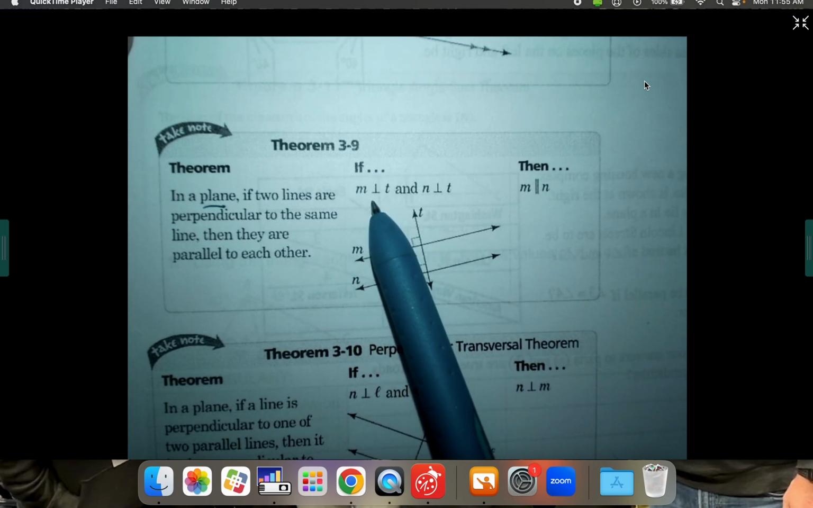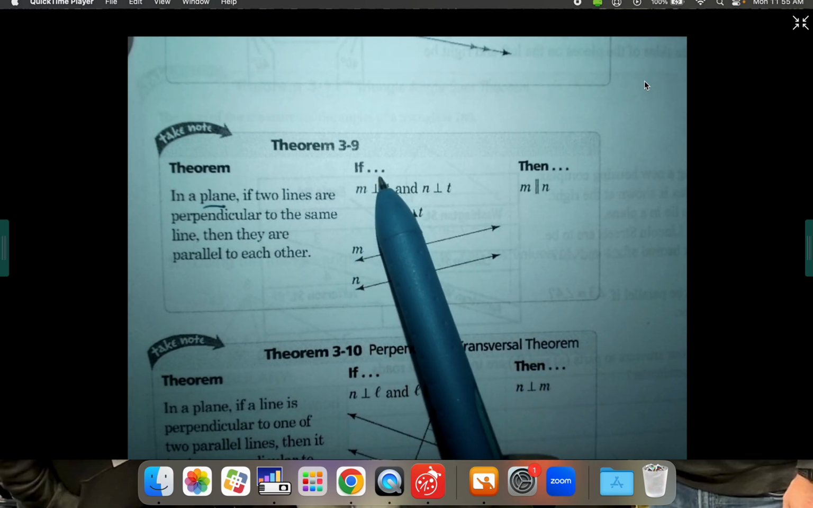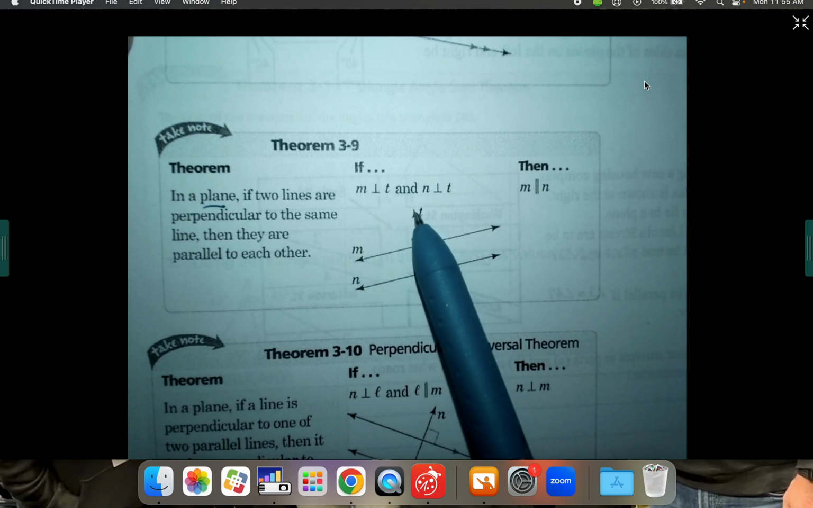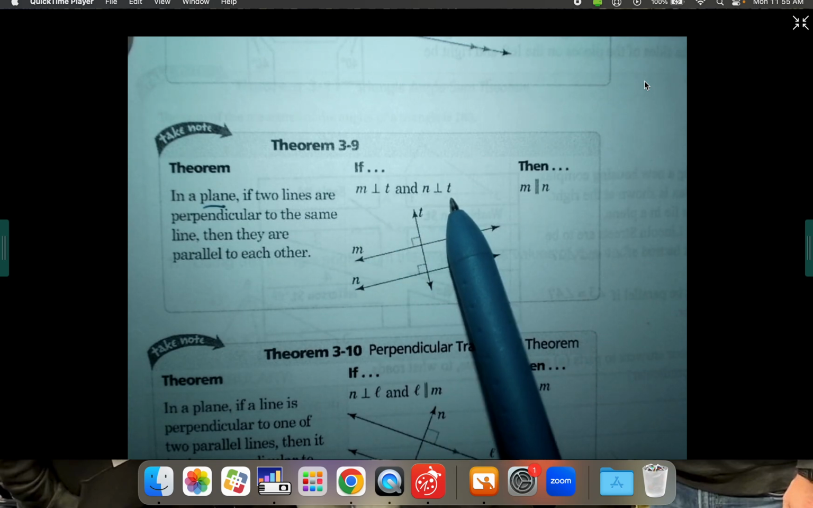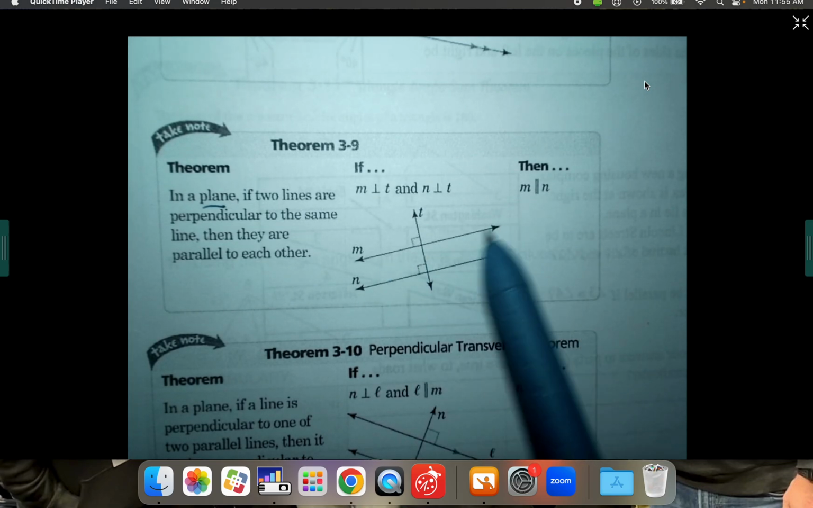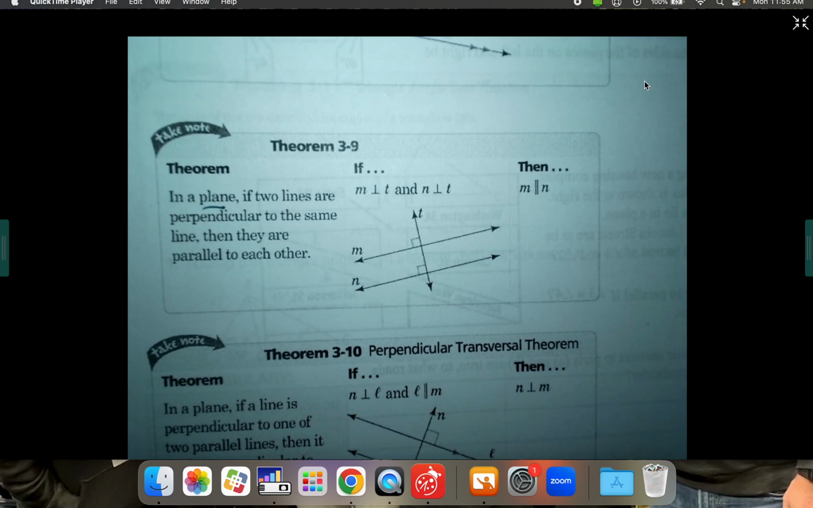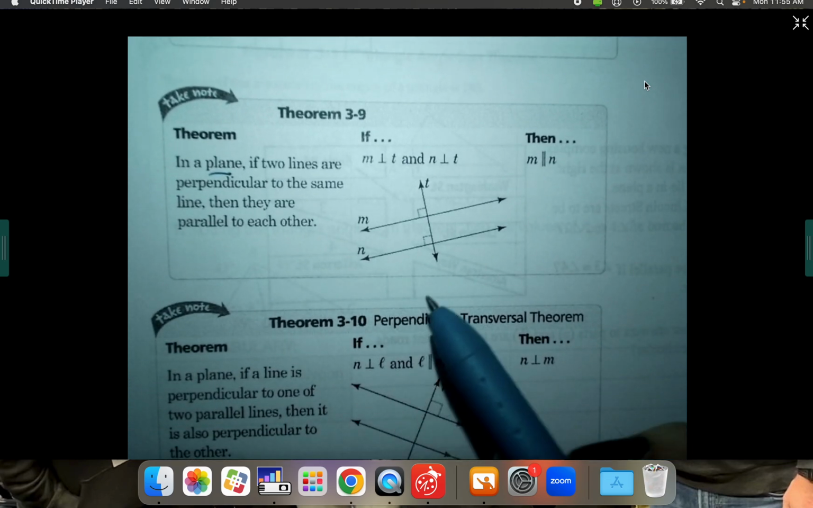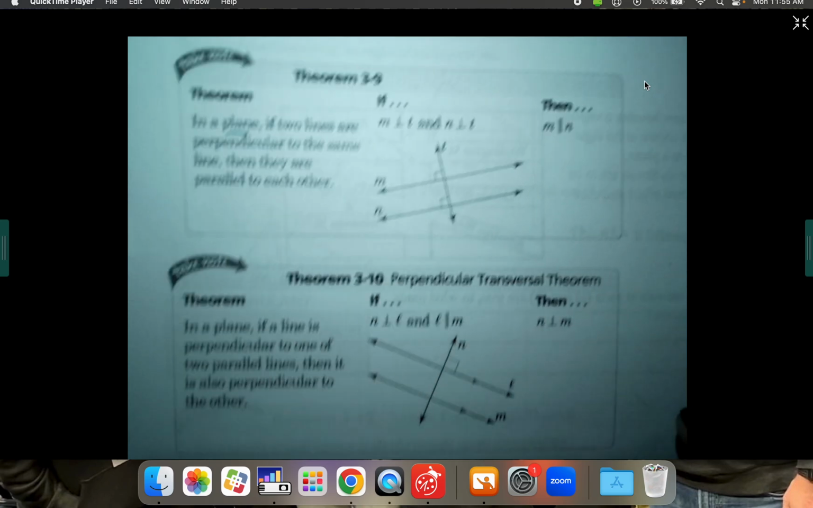So if M is perpendicular, I don't know if we've looked at that symbol yet, but an upside down capital T means perpendicular, and that means 90-degree angles. So if M is perpendicular to T and N is perpendicular to T, then M and N are parallel to each other. So again, these are kind of common sense things, but these are the theorems that we're going to be using in this lesson.